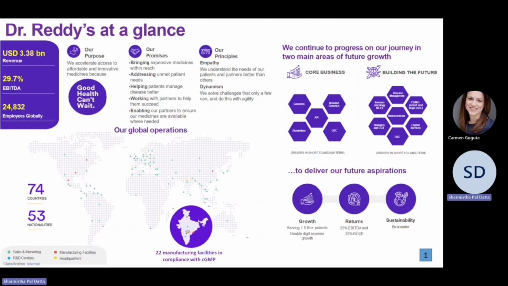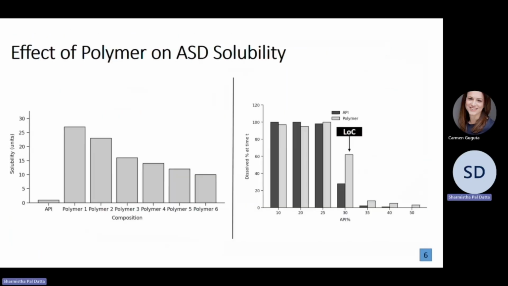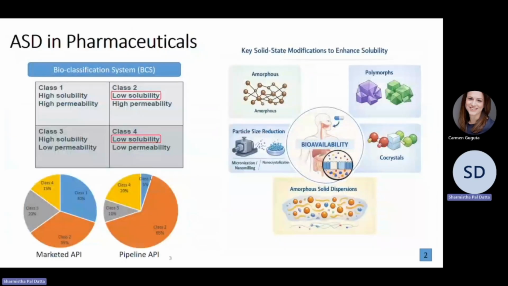So now coming to the topic of discussion today, which is amorphous solid dispersions. We will start with the importance of amorphous solid dispersion in pharmaceuticals. As we know, drug substances or APIs are classified into 4 classes in the biopharmaceutics classification system on the basis of their solubility and permeability.